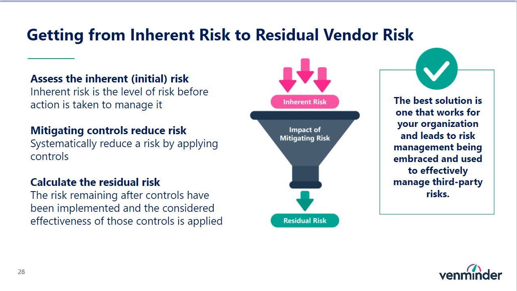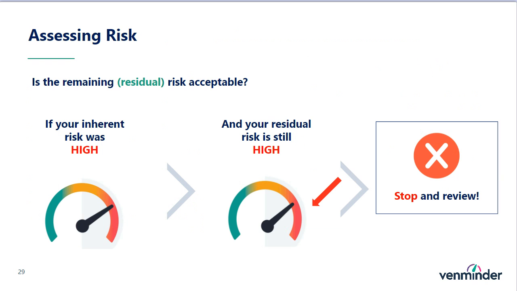If you're in a situation where your risk was high, for example, and after you apply all your controls, the risk is still high, you might want to stop and review. You might need to see if more additional or different due diligence documentation is needed or those controls are needed to effectively assess the risk. But we definitely don't want to go forward if our residual risk is exactly the same as our inherent risk.